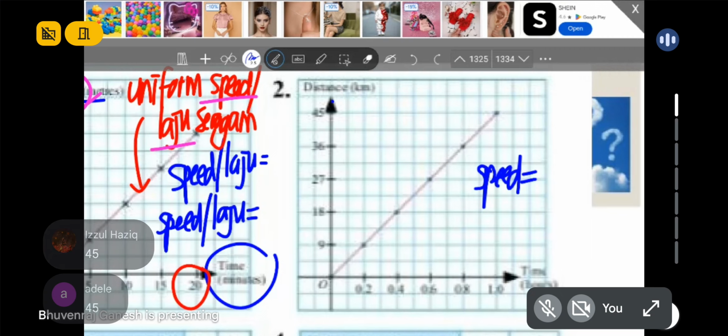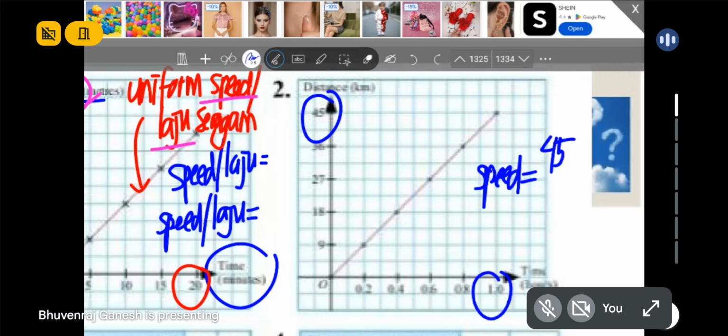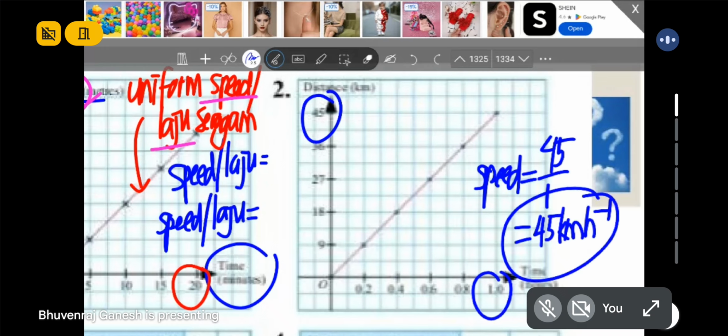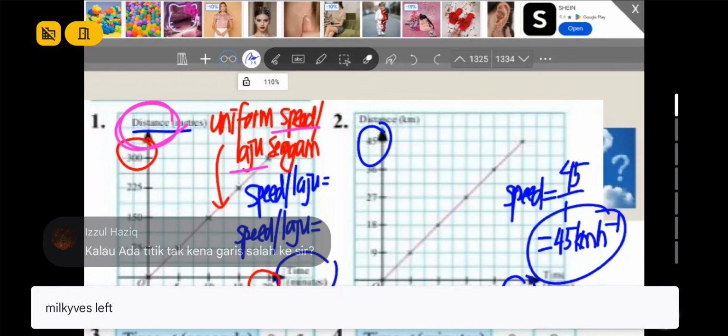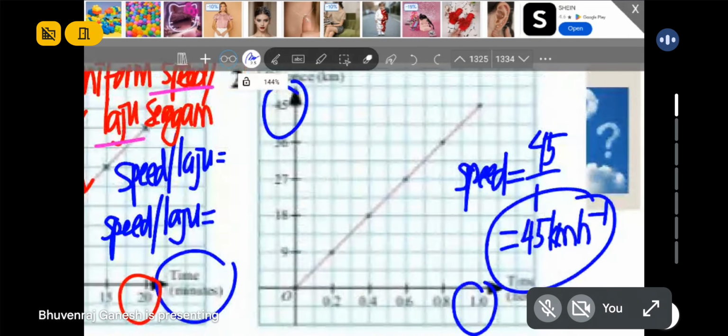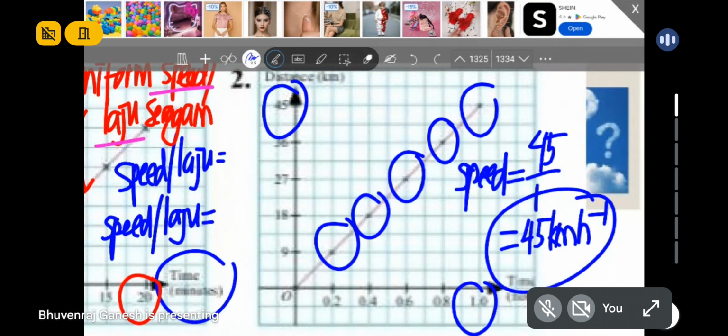Yeah. Okay, so it's 45 divided by 1. Okay, so 45 divided by 1, you guys get 45 kilometer per hour. Okay, so this is your answer. Understand, guys? Semua faham? So ini cara cari laju. Okay? Yeah. And again, it is constant speed lah. Okay, laju seragam. Kalau ada titik tak kena garis, ya salah. Semua titik ni kena garis guys. Kelima-lima ni kena garis. Faham tak?